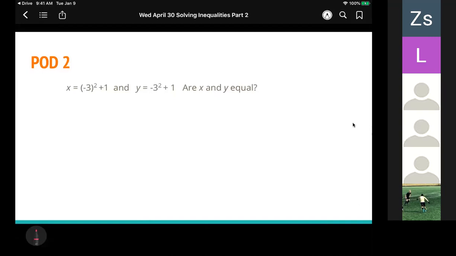I just want you to type in the chat, yes or no. Are they equal? That's how I'm going to know people are here, and how I know people didn't just put their computers on and bounce. Joe, you can chime in on the chat. Just type yes or no. Do you think they're equal?